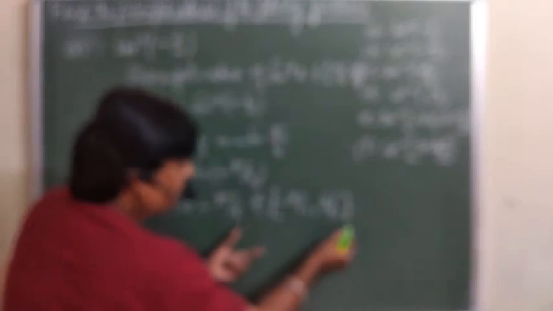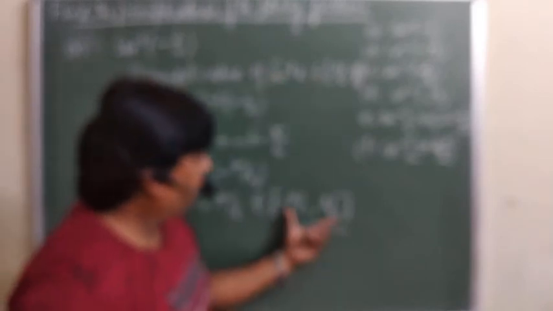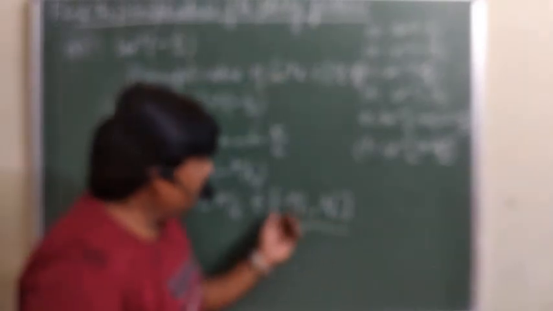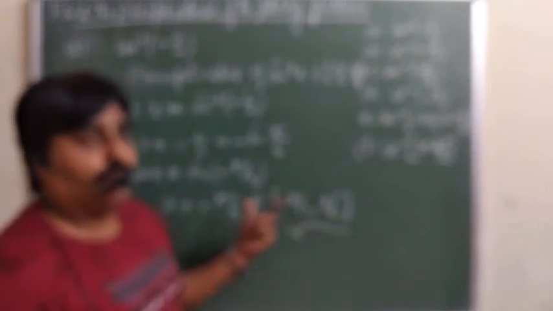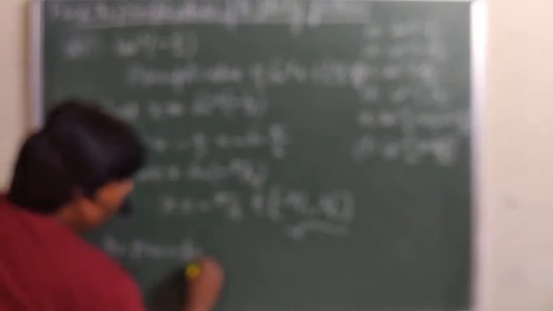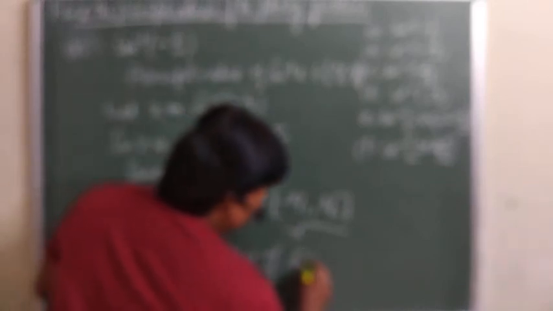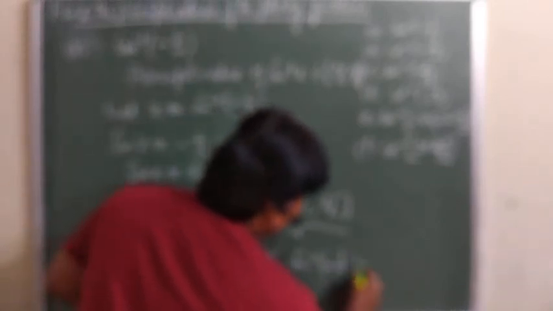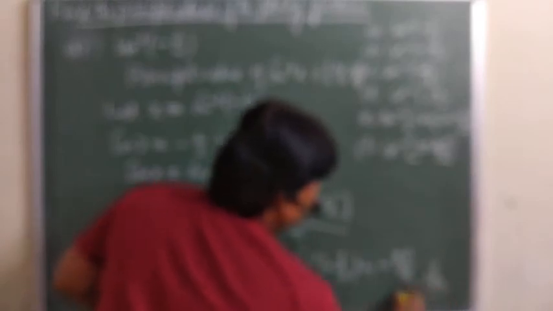So we should be very, very careful about the principal value branch of any one of the trigonometric functions, whether the value which you are getting here is lying between the given principal values or not. So therefore the principal value of sine inverse minus 1 by 2 is minus pi by 6, and this is your answer. Have a look.